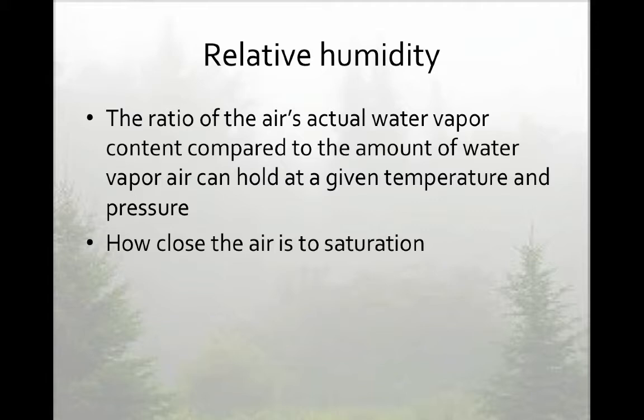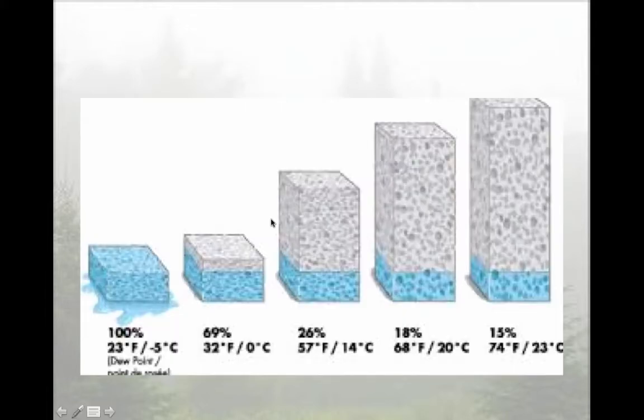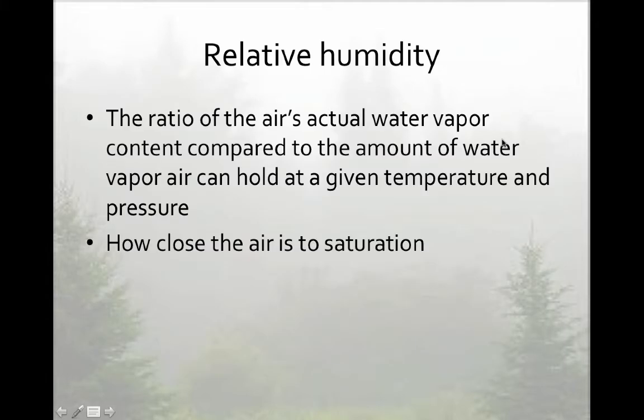So relative humidity is the ratio of the air's actual water vapor content compared to the amount of water vapor air can hold at a given temperature and pressure. So that's this ratio right here that we were just discussing. So this would be a 100% ratio or completely saturated, 100% relative humidity, and we're getting lower amounts of relative humidity because there's more air and the air can hold more water vapor. This is how close the air is to saturation point.